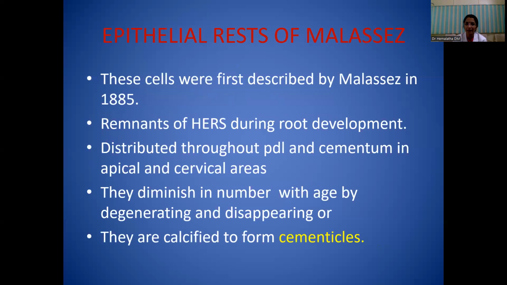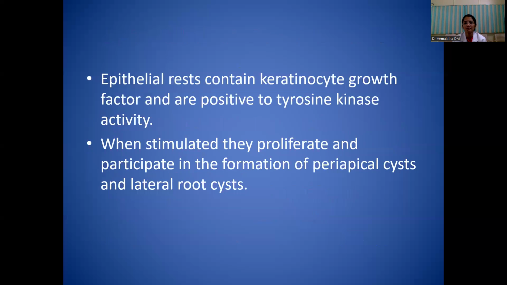in the horseshoe-shaped lacunae. The epithelial rests of Malassez were first described by Malassez in 1885, and are the remnants of Hertwig's epithelial root sheath which occur during root development. They are distributed throughout the periodontal ligament and the cementum in the apical and the cervical areas, and they diminish in number with age by regenerating and disappearing. They are calcified to form the cementicles.